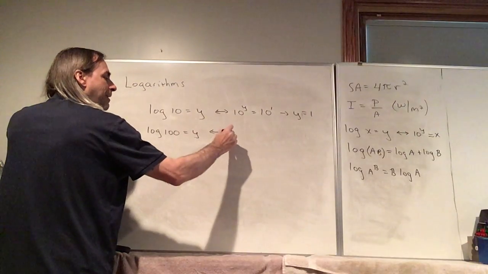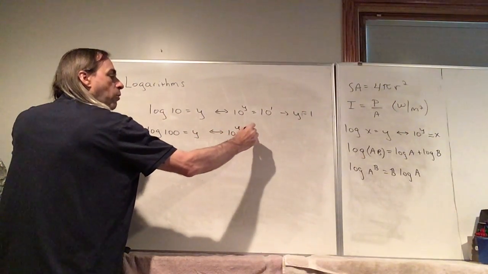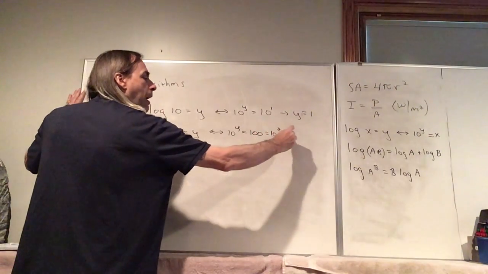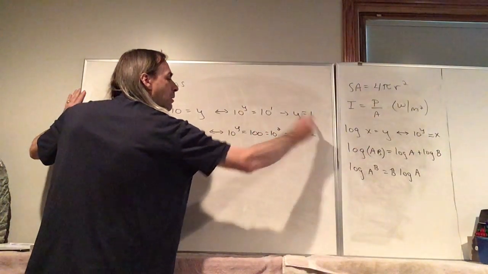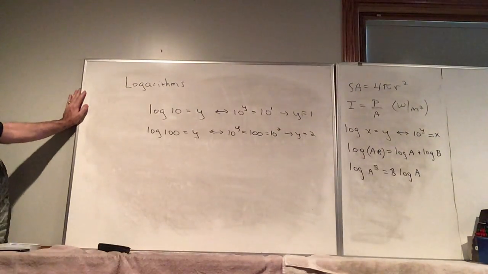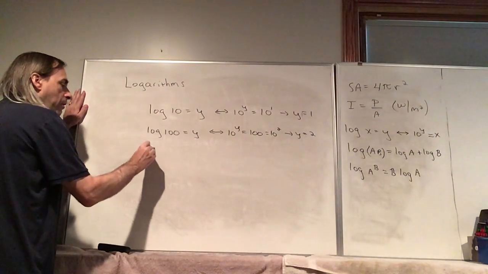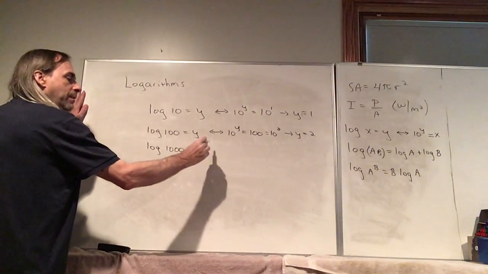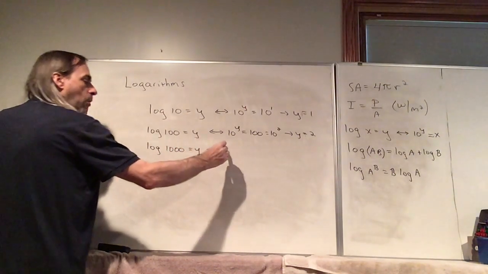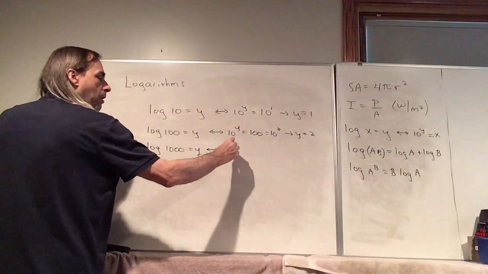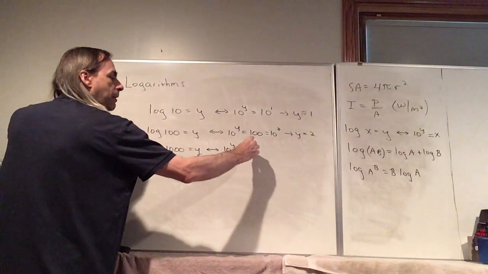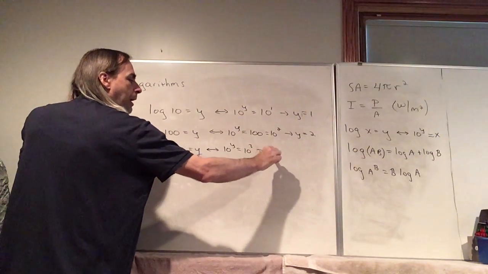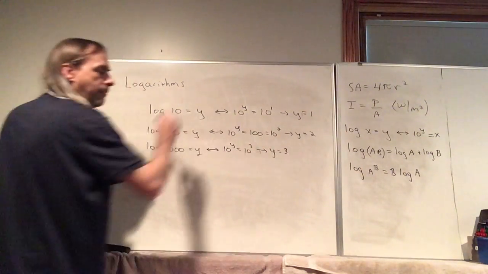And this would mean 10 to the power of y equals 100. And 100 we can write as 10 squared. So we can see y equals 2. Let's do one more, following the obvious trend here. What about the logarithm of 1,000? That's equal to y. So we can say 10 to the y is 1,000, which is 10 cubed, which would mean y equals 3.